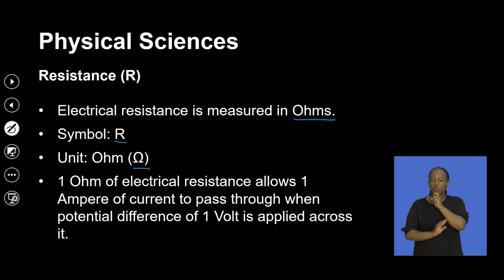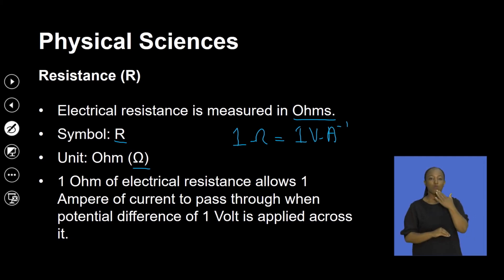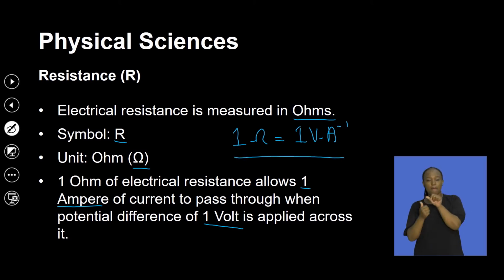So when do we have an ohm of electrical resistance? Let's remind ourselves once again. 1 ohm of electrical resistance is equal to 1 volt per ampere of current. So 1 ohm of electrical resistance allows 1 ampere of current to pass through a resistor across which the potential difference of 1 volt is applied. So it takes us back to that mathematical equation.